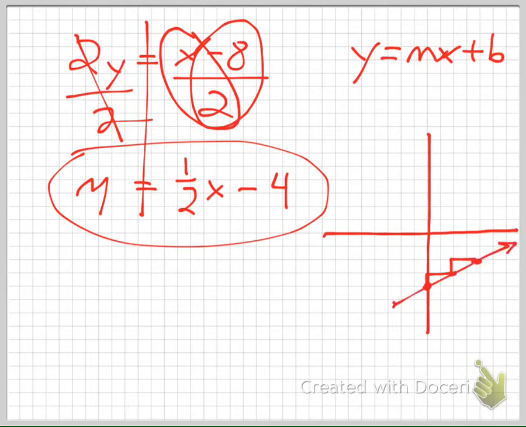There's our slope. Is that a steep slope, this guy right here, or is this guy? No, he's shallow. And that's right, because we're saying the slope's 1/2. That should be a shallow slope. Make sense?